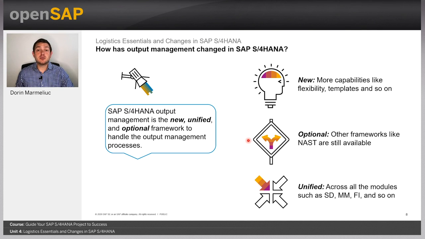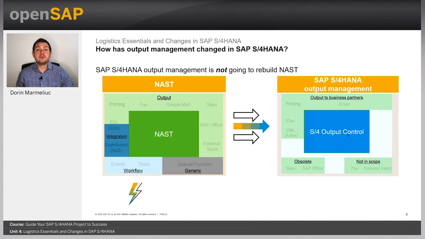SAP S4HANA Output Management scope is not comparable with NAST scope. Therefore, it is very important to note that innovations will only be made in the new framework, SAP S4HANA Output Management. We activate it by object, for example, purchase contract. Not all objects are still available. As we said before, SAP S4HANA Output Management is not going to rebuild NAST.